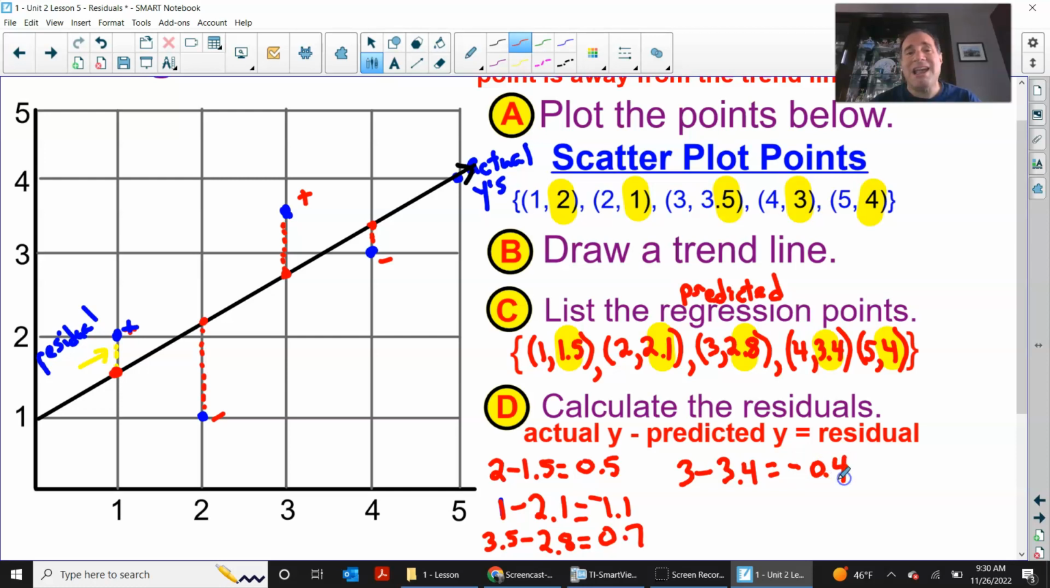Our closest yet. But then we have this one right here. So we have the actual at 4, and we have the predicted at 4. So we're going to take 4 minus 4, and we're going to have a perfect spot on 0. Right? Basically 0 residual means that the trend line, the predicted value, and the actual value of y are exactly the same.